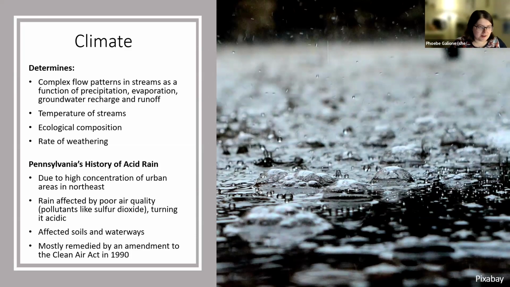And then, of course, cannot talk about climate without at least giving a nod to Pennsylvania's history of acid rain. Many of you are probably familiar with this, but due to the high concentration of urban areas in the Northeast, there was a lot of air pollution, and one of the pollutants was sulfur dioxide. These air pollutants would bind with the rain, making it acidic, and when it fell, it would affect soils and waterways. So if you were to look at long-term data sets, you may see the effect of this acid rain on your waterways. Thankfully, this was mostly remediated by an amendment to the Clean Air Act in 1990. It's good to see a little bit of a success story here. But yeah, couldn't go without giving that a nod.